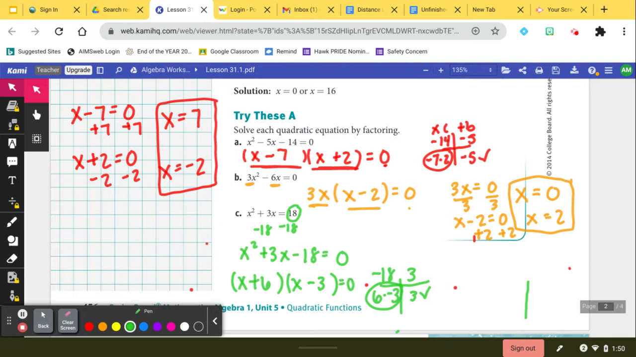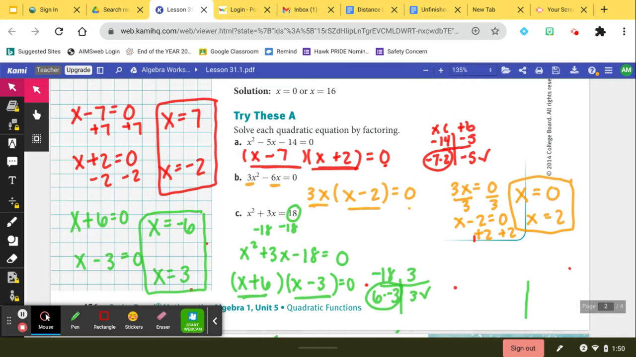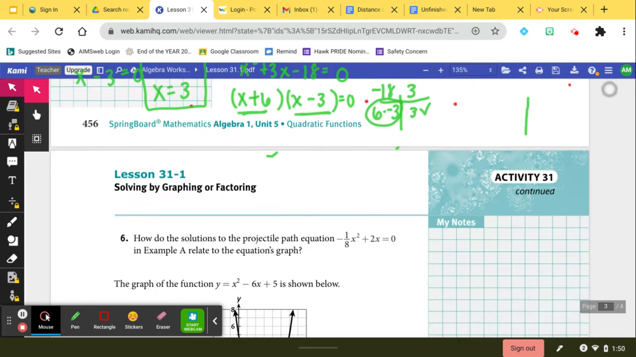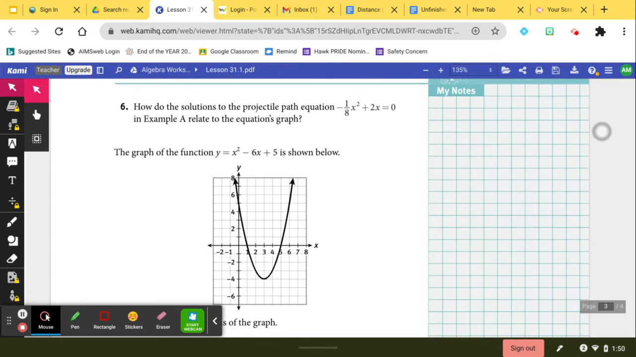Zero product property tells me that if this times this equals 0, that means one of them needs to be equal to 0. So x plus 6 needs to be equal to 0, or x minus 3 needs to be equal to 0. Solving for x, that means x could equal negative 6, or x could equal 3. So our two solutions are x equals 3 or x equals negative 6. Again, we're going to connect this with the zeros, or our x-intercepts, of our graph.